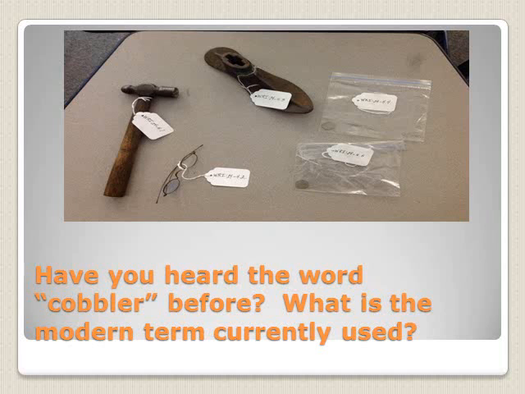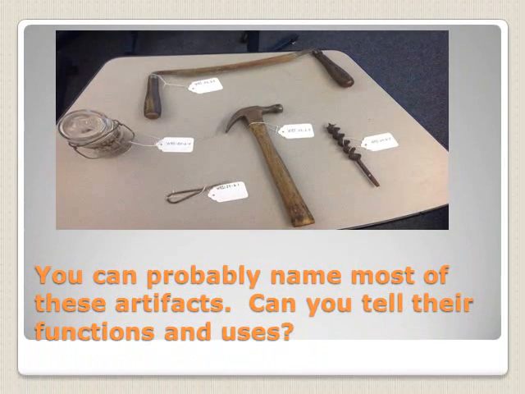What is the connection between the glasses and the coins? What inferences can you make? You can probably name most of these artifacts. Can you tell their functions and uses?